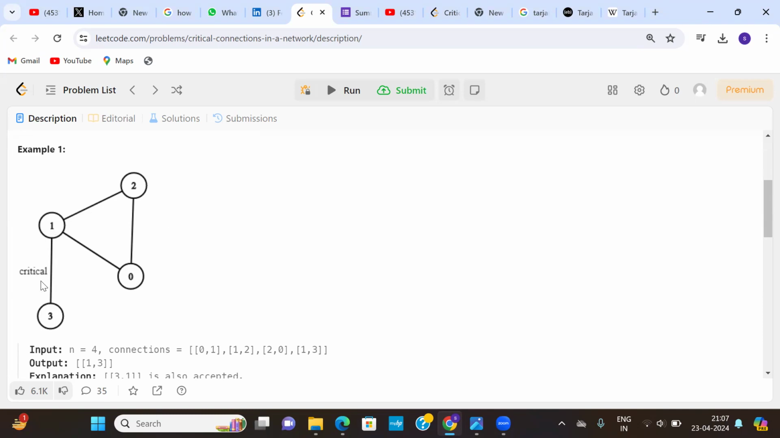So I need to return all the critical connections present in the graph. In this case, there is only one connection, connecting 1 and 3. So I will return this particular connection, that is 1, 3. We can return either 1, 3 or 3, 1. Both are acceptable. So I hope the question is clear to you all.